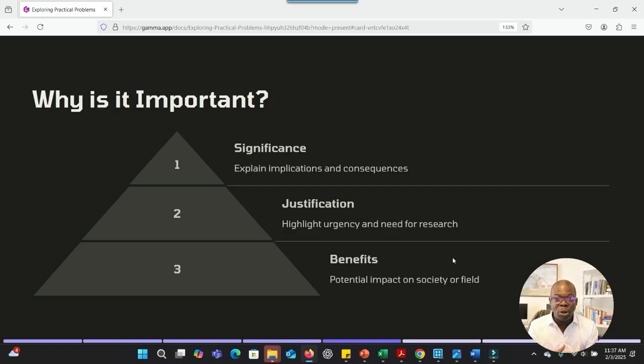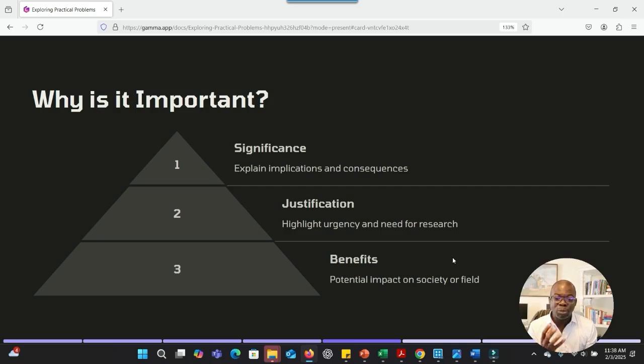What are the results of the unsolved problem? What will be the consequence if we try to solve that problem, if we do research to eliminate the problem? Because you cannot just say that there's a problem without providing a justification, right? Provide justification in terms of highlighting the urgency and the need for the research. Why do you have to spend time and resources solving this problem?